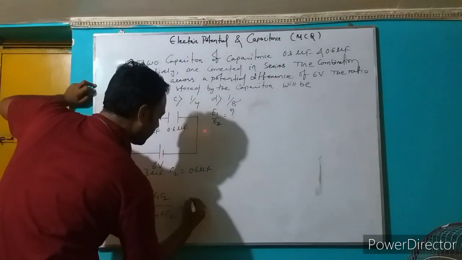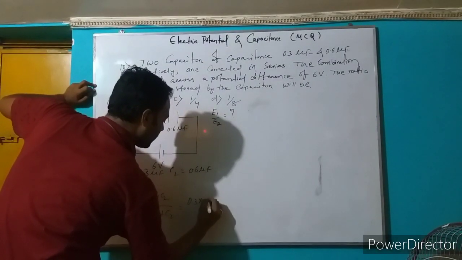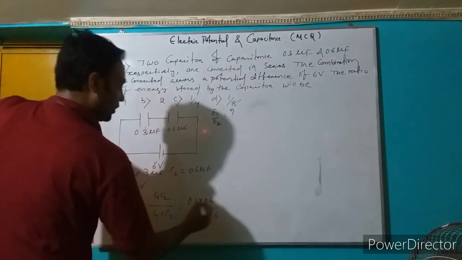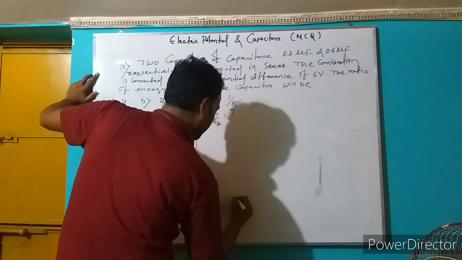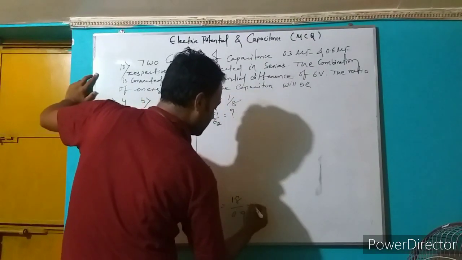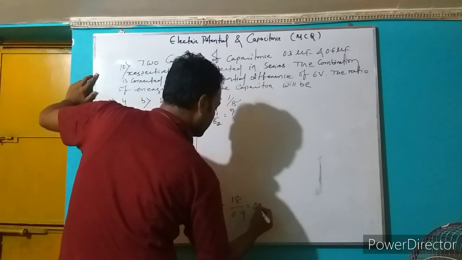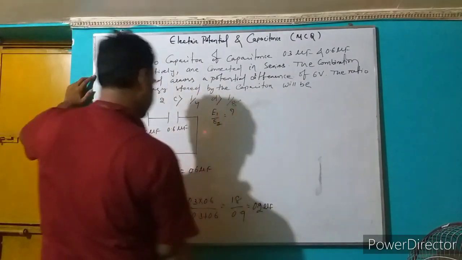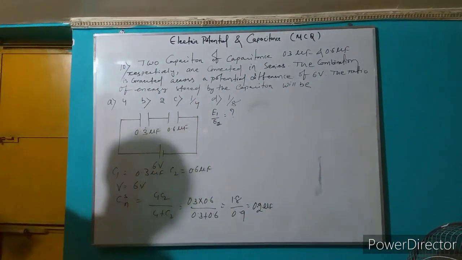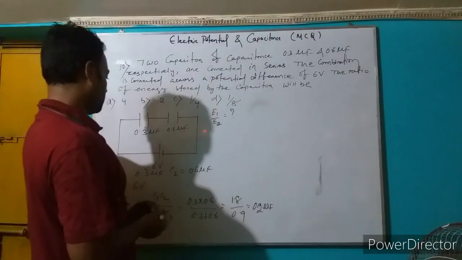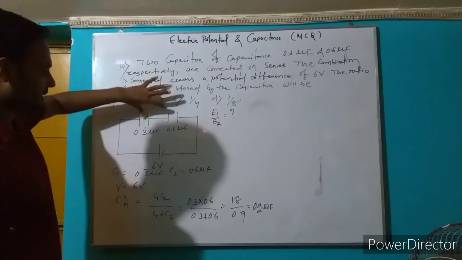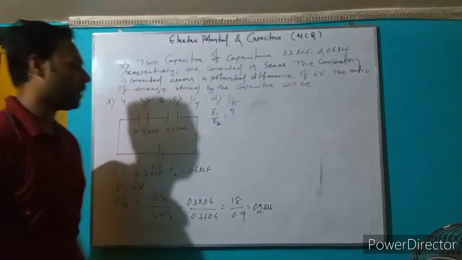That means 0.3 into 0.6 divided by 0.3 plus 0.6. So that is 1.8 divided by 0.9, that is equal to 0.2 microfarad. So the net capacitance of the two capacitors connected in series is 0.2 microfarad.